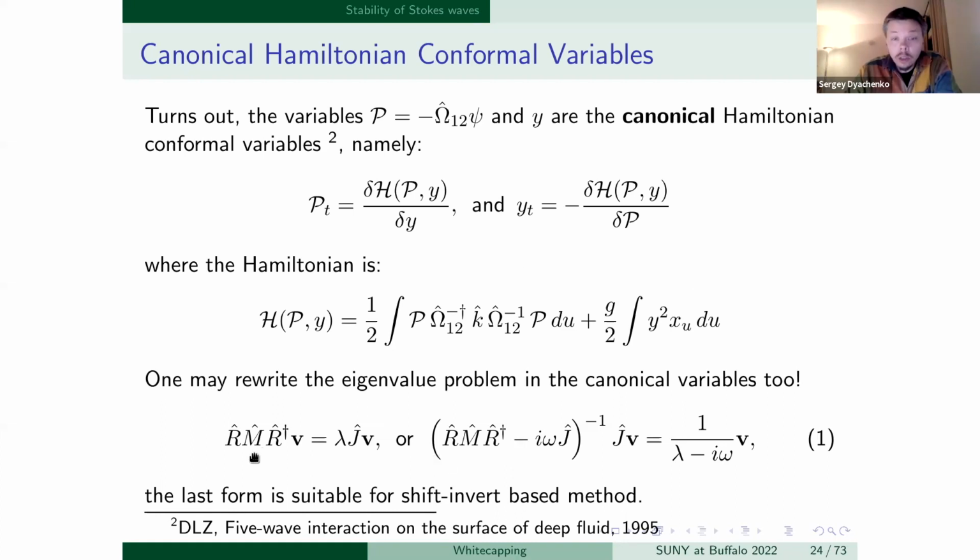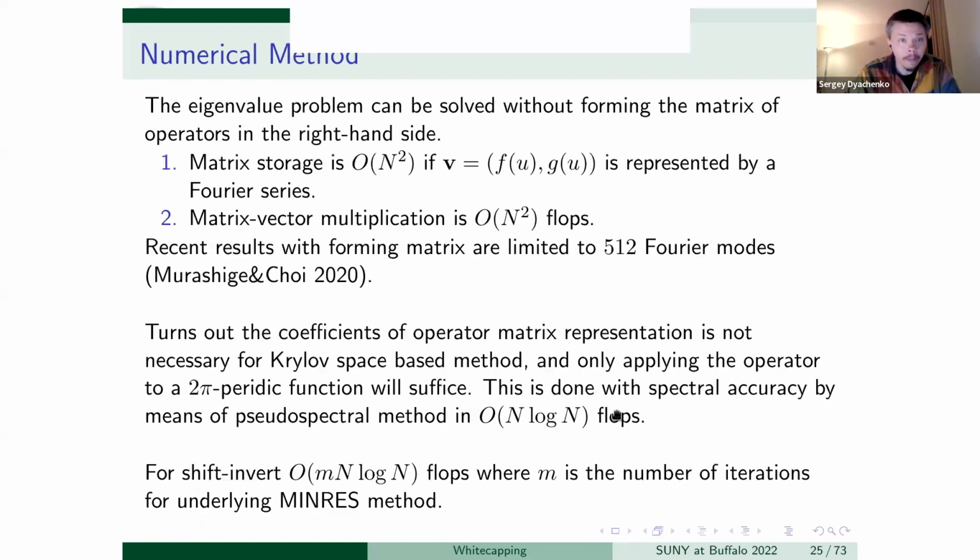Okay, and it turns out that you can also explicitly write down the so-called shift-invert operator associated with this eigenvalue problem. This would be important when we start looking for eigenvalues, in particular when we're interested in finding eigenvalues located closest to a certain point in the complex plane. So let me now describe how the numerics of finding an eigenvalue of this operator look like.